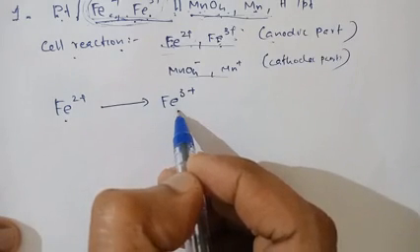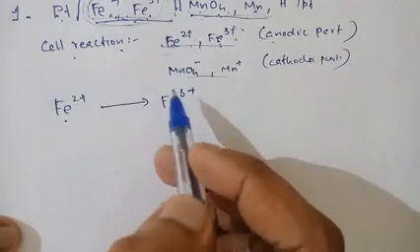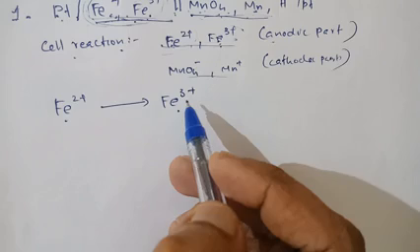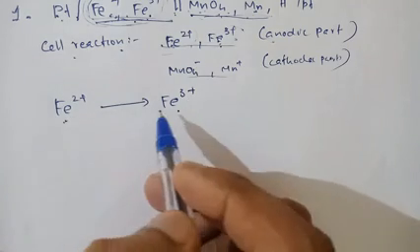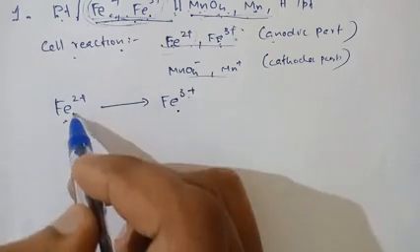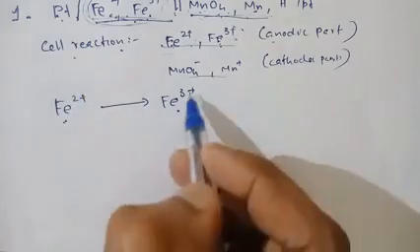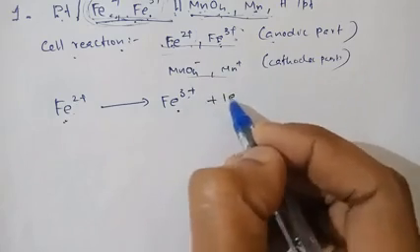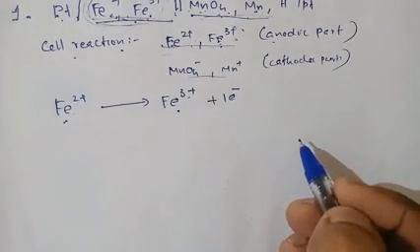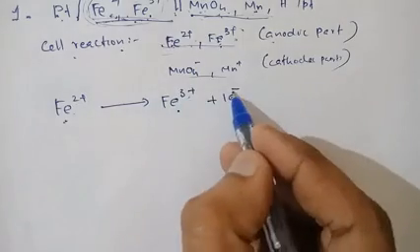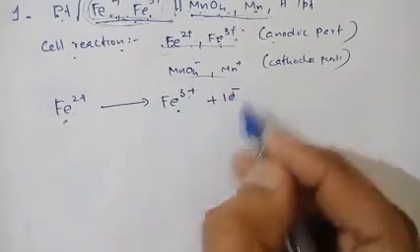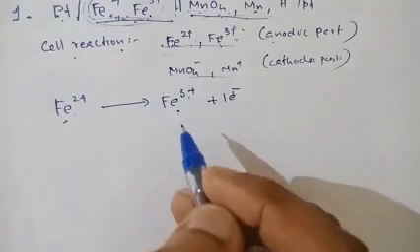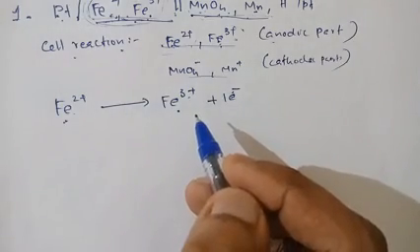Clear? Sometimes the questions can be reversed, so think properly. Fe2+ gives Fe3+. Now is it balanced? No, because this is 2+ and this is 3+. To balance, here we should add one electron. Now the charge gets balanced: 3+, 1-, overall 2+, and here also 2+ is there. Clear?